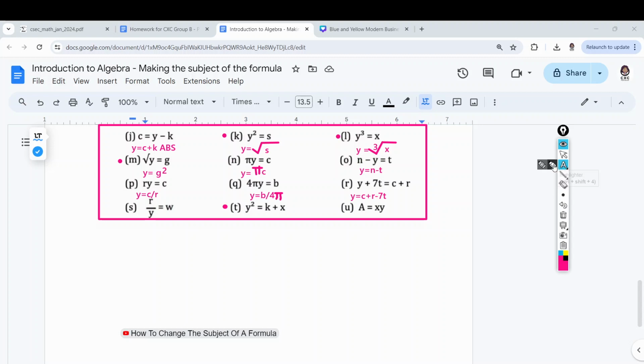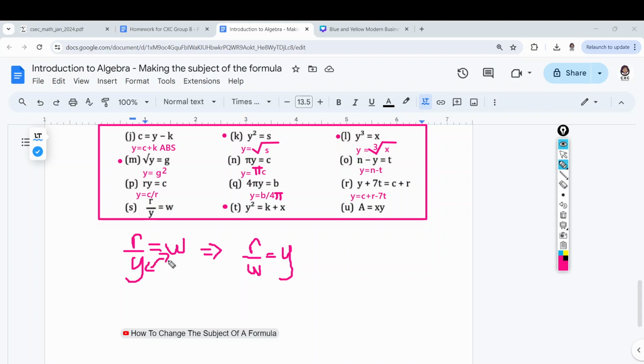So, guys, this one now. You have r over y is equal to w. Guys, the best thing to do is switch the w with the y. You can actually do that. So the answer should be r over w is equal to y.